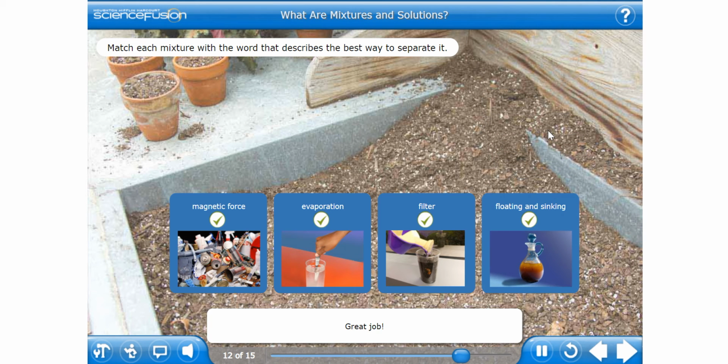Great job! Mixtures can be separated by using floating and sinking, magnetic force, evaporation, or filters. Because materials have different properties, the best way to separate one mixture is not always the best way to separate a different mixture.